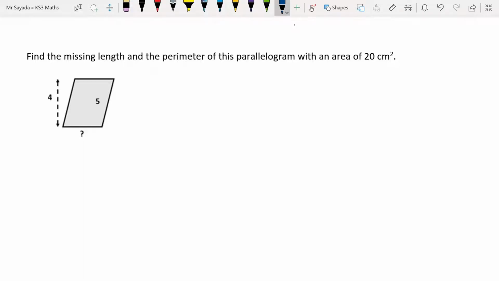So we're trying to find the missing length on the perimeter, and we know that the area is 20 centimeters squared. So we can use that area to find this missing length here. What do you think that missing length is there if the area is 20 and the height is 4? The area is 20 centimeters squared. The height is 4 centimeters. So what do you think this here is? This is the base. What do you think the base is? Say your answer to the video now.